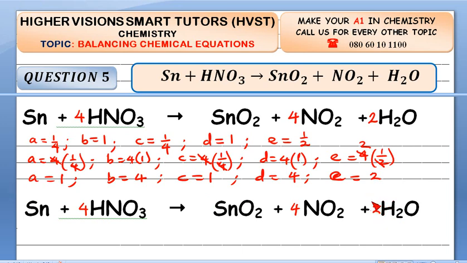Balanced for hydrogen also. What about nitrogen? This 1 times 4, 4 atoms of nitrogen here, 4 atoms of nitrogen here. Balanced for nitrogen. What about oxygen? This is 12, 3 times 4, that's 12. We have 2 oxygen on the product side here. This is 8, 8 plus 2 making 10. Then another 2 oxygen making 12. 12 atoms of oxygen on the reactant side, 12 atoms of oxygen on the product side. So it's also balanced for oxygen.